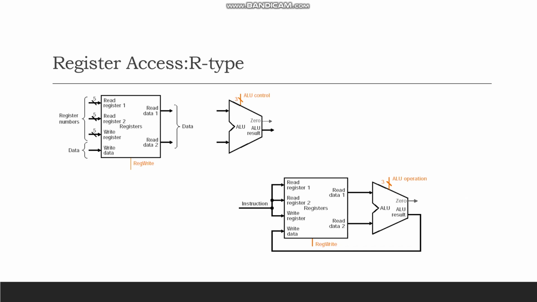Register access for R-type instructions. Components: the register file has 32 registers. Inputs are two read register numbers, 5 bits each, one write register number, 5 bits, and the write data, 32 bits. Outputs are two read data values, 32 bits each. A control signal, read/write, determines whether to write data to the target register, 1 bit.